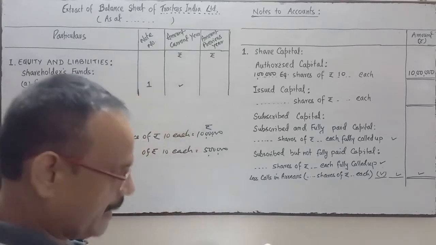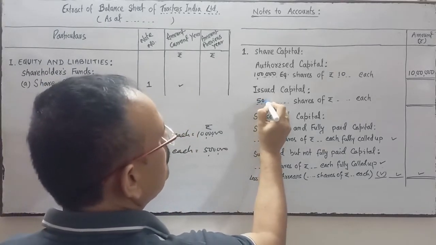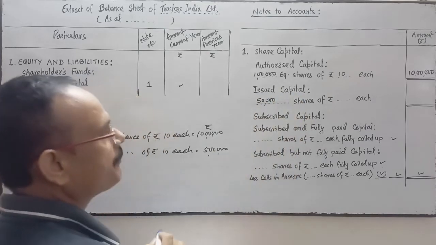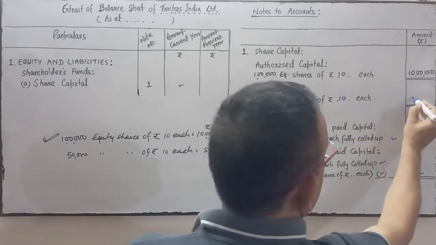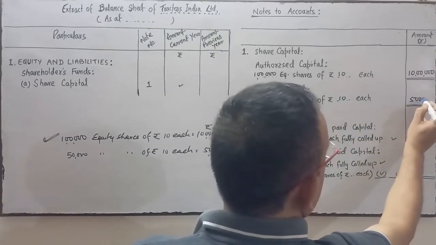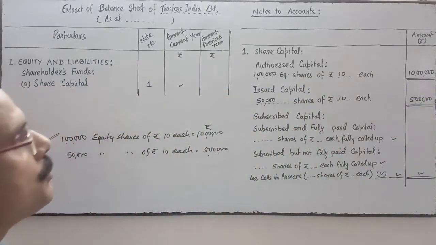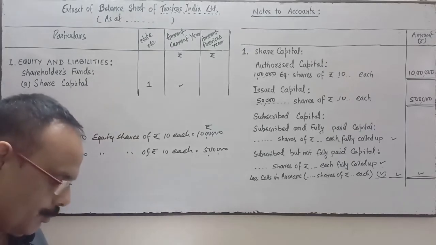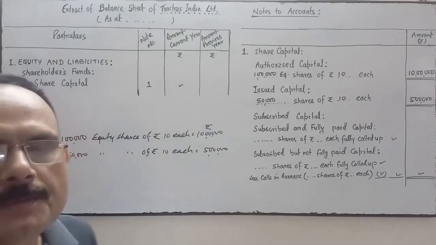And in the second line, the company issued 50,000 shares. So we'll write it in the issued capital. 50,000 shares of rupees 10 each, so 5 lakhs is the issued capital. Okay. And these shares are issued at a premium of rupees 5 per share.